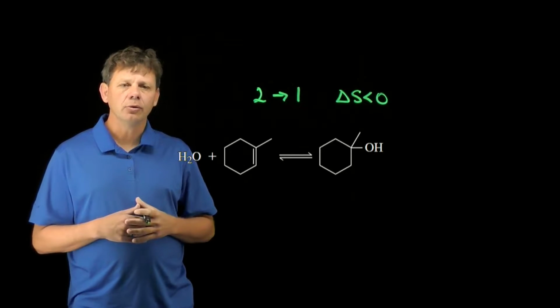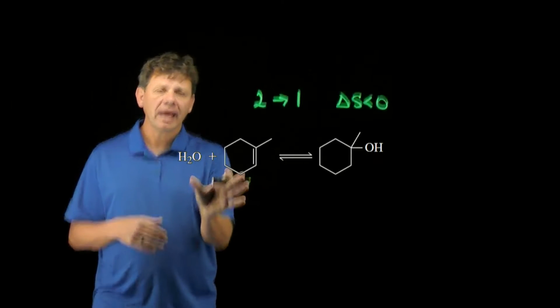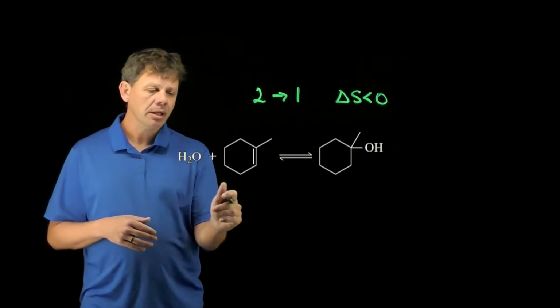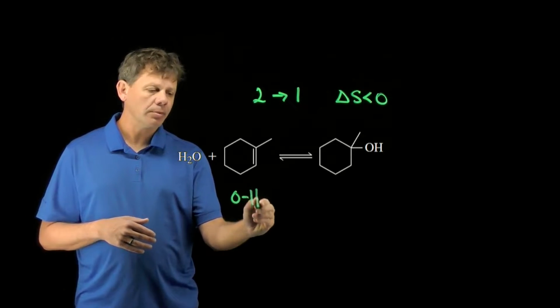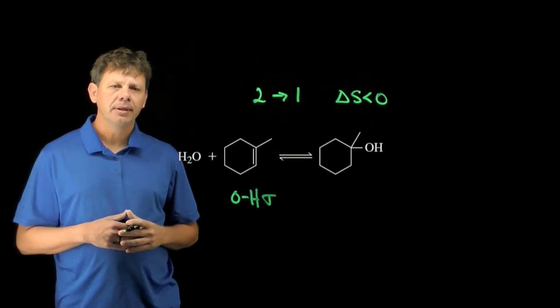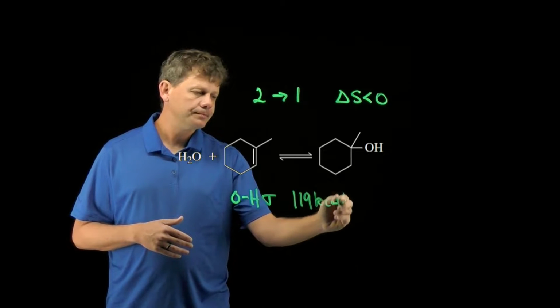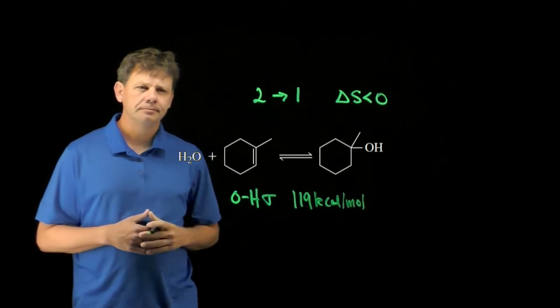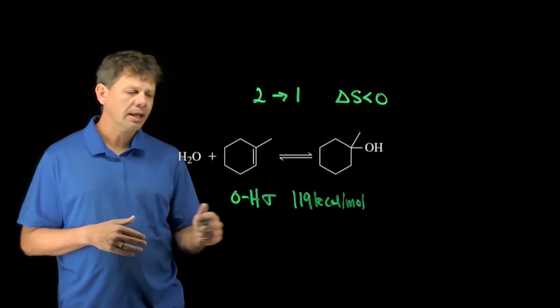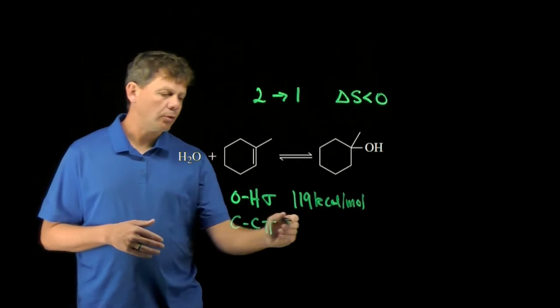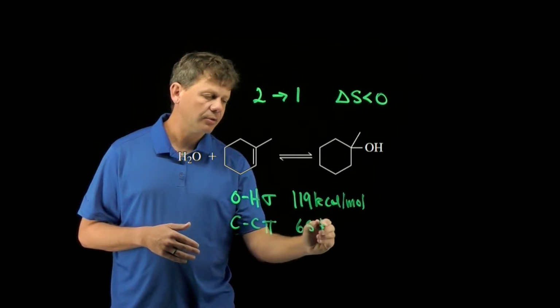And so let's do that calculation. We can do that by looking at the bonds formed and bonds broken in the reaction. So the bonds that we're going to break: an OH sigma bond, that energy is 119 kilocalories per mole. We're also going to break a carbon-carbon pi bond, so 65 kilocalories per mole.